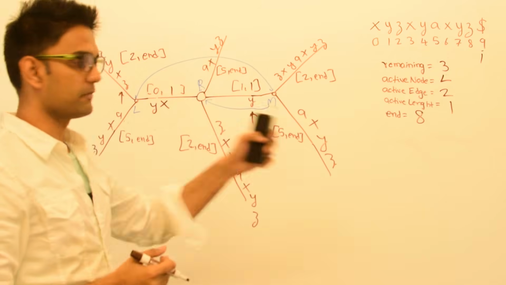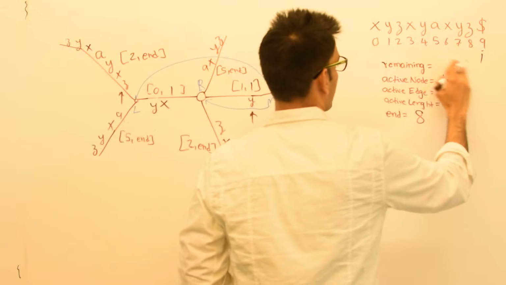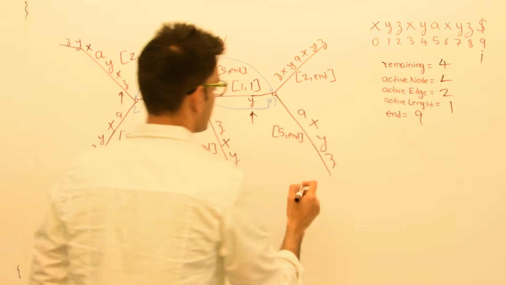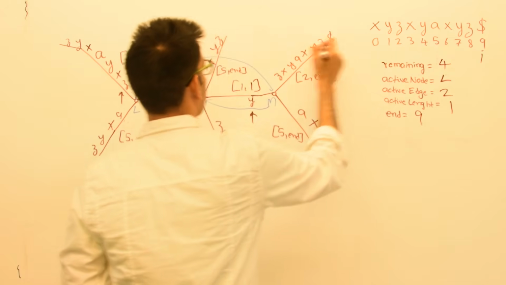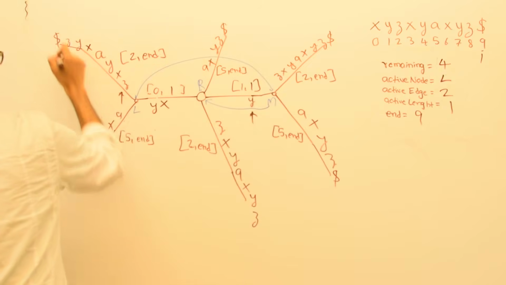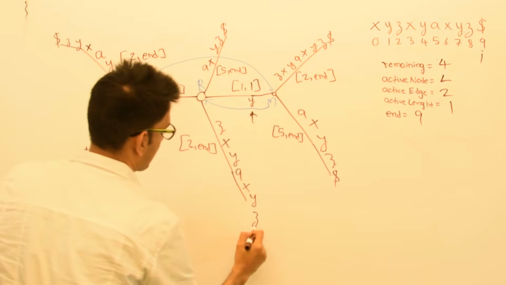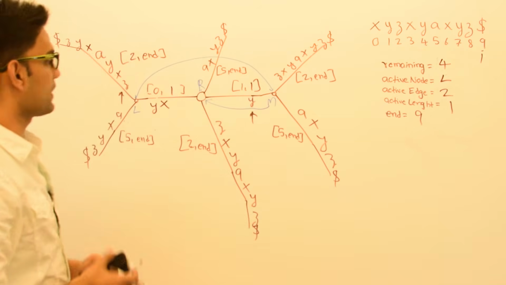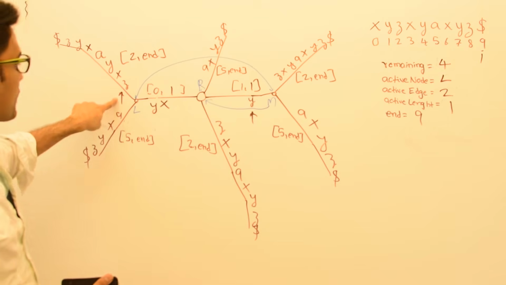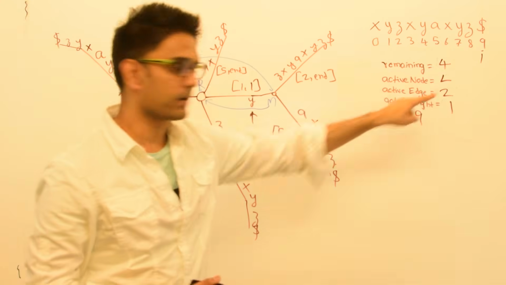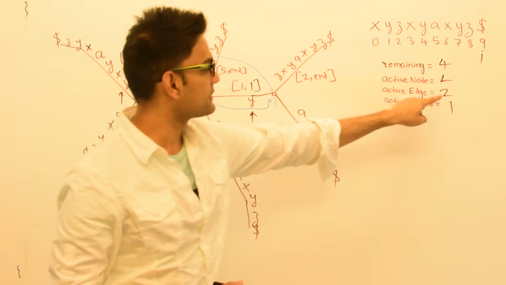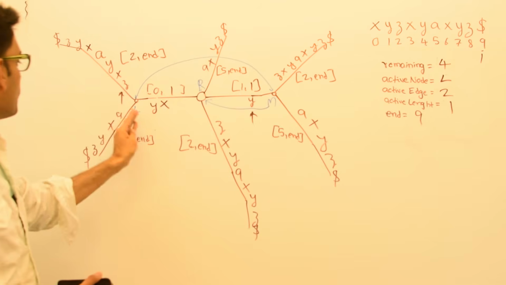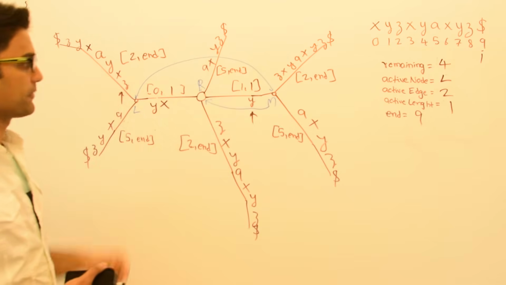So since I becomes 9, first thing we do is we increment our remaining by 1. So remaining becomes 4. And end becomes 9. Since end is 9, there is a dollar at the end of every leaf path. And okay, so where do we start? So again, how we know we have to start from Z, because active node is L, so active node is this guy. Active edge is 2, it means move in the direction of Z. And active length is 1, it means move 1 in the direction of Z. So this is where our phase will start.